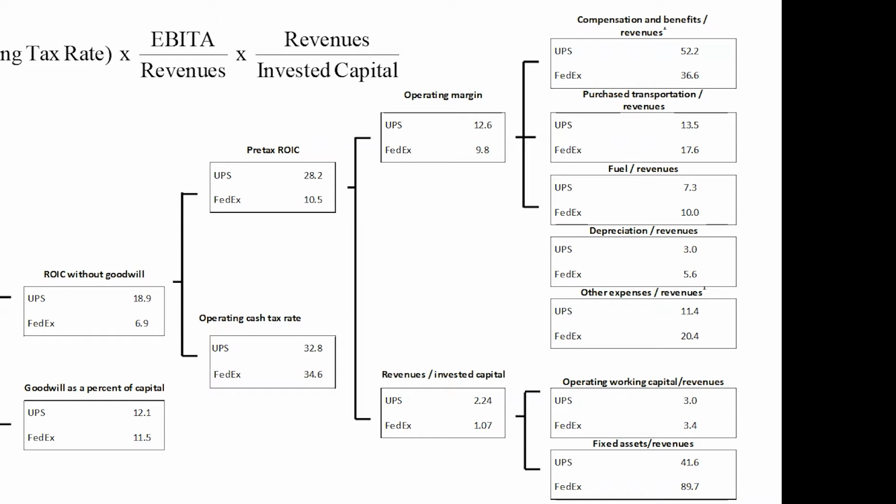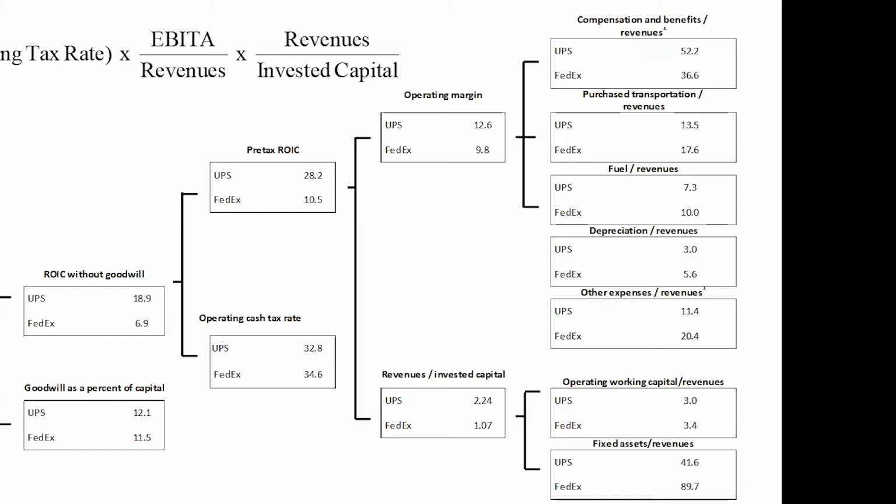Purchase transportation. Remember, these firms are typically paying for or buying space on a different carrier, like the U.S. Postal Service, to deliver their packages the last mile. And both of these companies are engaged in it. We see FedEx is engaged in it a little bit more, about 17% of their costs going towards purchase transportation. For UPS, only about 13%.